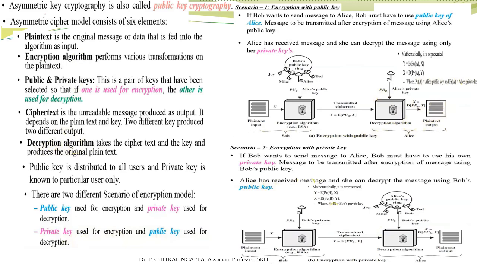The best example of asymmetric key cryptography is public key cryptography. The asymmetric key cipher model consists of plaintext, as we discussed earlier, encryption, public key, private key, ciphertext, and decryption. The public key is used for encryption and the private key is used for decryption, and vice versa. So this is the scenario. We can encrypt with the public key and decrypt with the private key. Encrypt with the private key and decrypt with the public key.